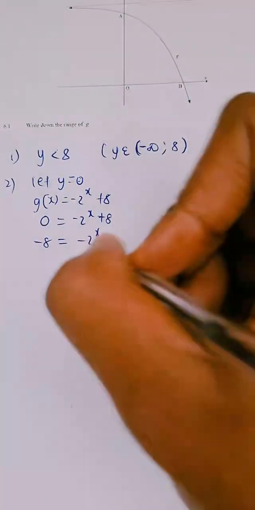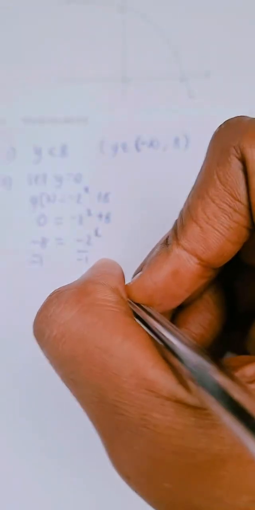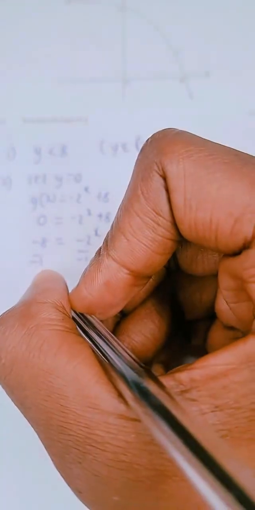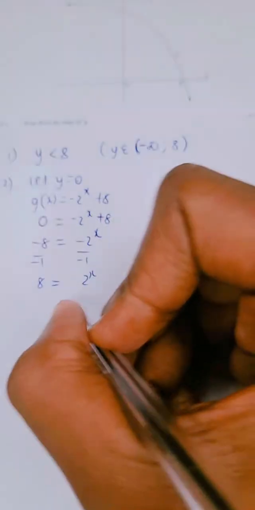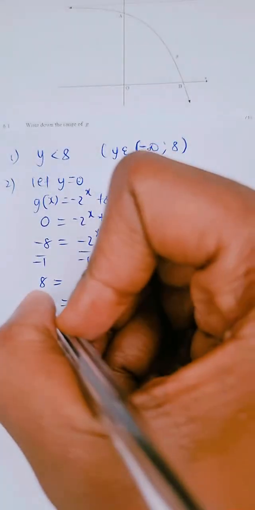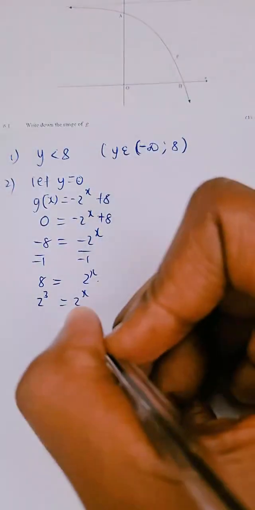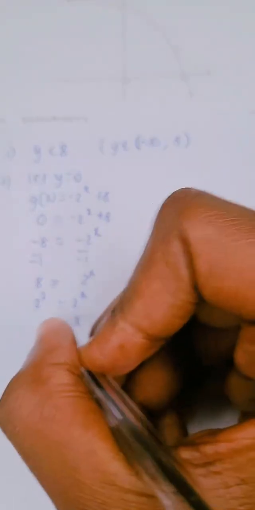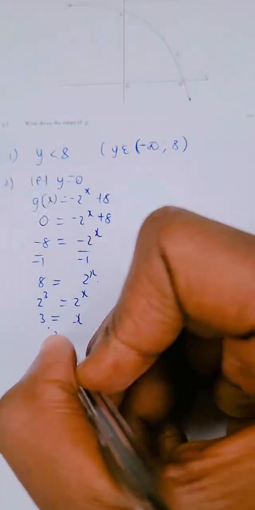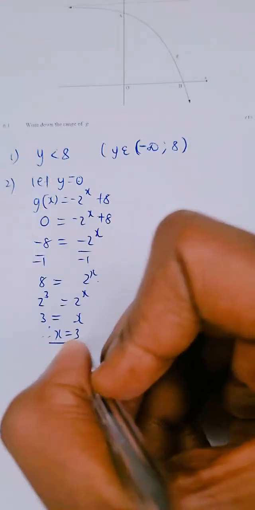Okay, then what do we do? We divide both sides by negative 1. We get 2 to the power x is equal to 8. That means 2 to the power x is exponential. We change 8 to base 2 to the power 3. Bases are the same, so we drop the base and equate the exponents. Therefore, x is equal to 3.